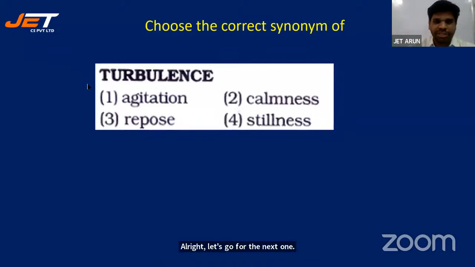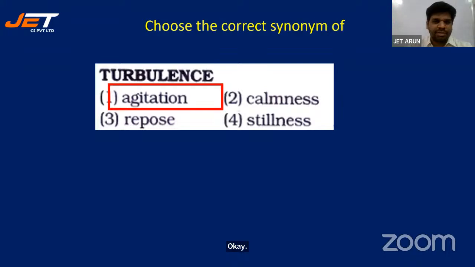Turbulence. Agitation, calmness, repose, stillness. Calmness and stillness are close in meaning, students. So they're ruled out. Prasad. All right, let's go to the next one. All right, agitation is right, students. Absolutely right.